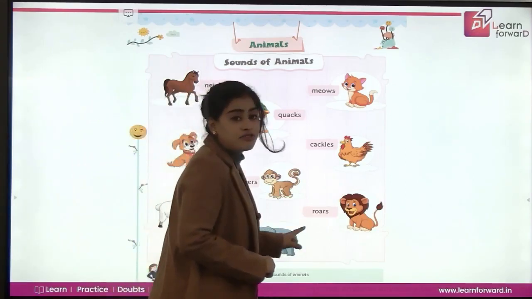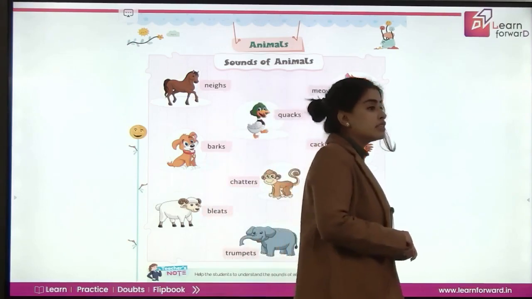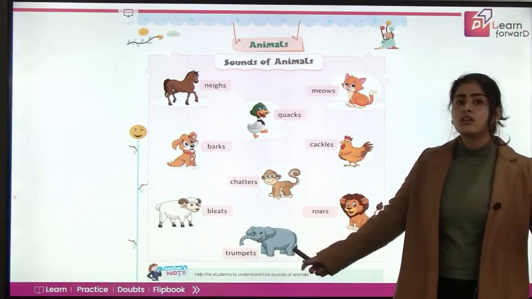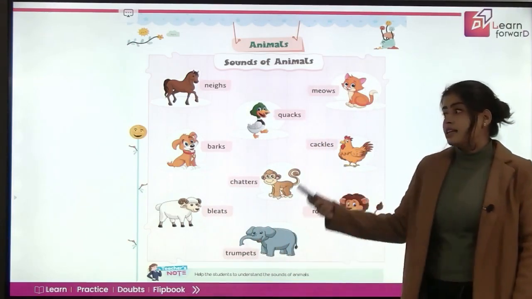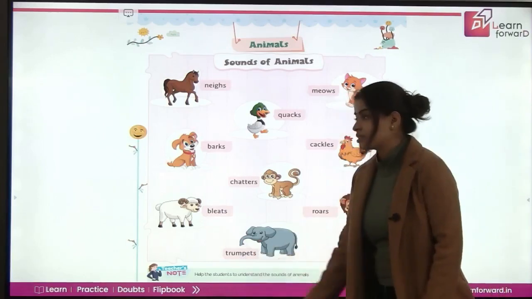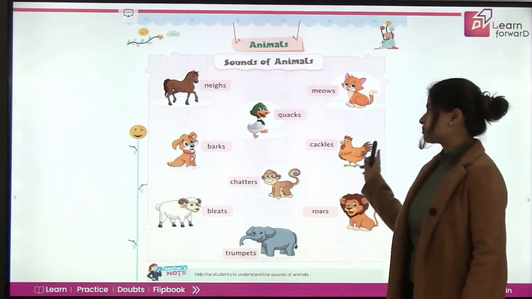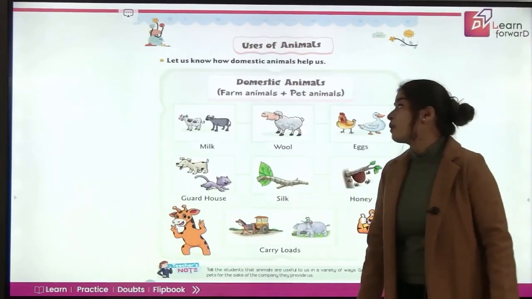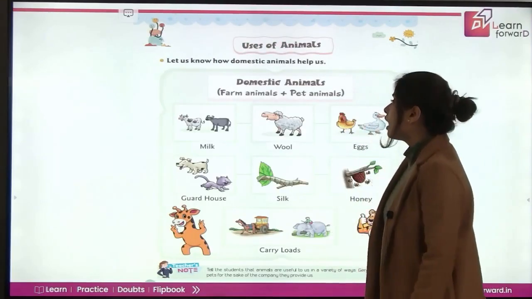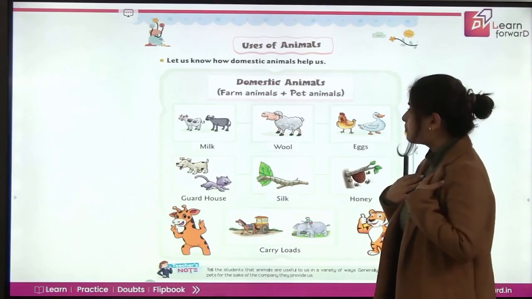Last is elephant. You know, class, elephant is the biggest animal on the earth. Yes, and its sound is trumpets. Okay, animal sound is called trumpets. Okay, so next topic is, let us know how domestic animals can help us.